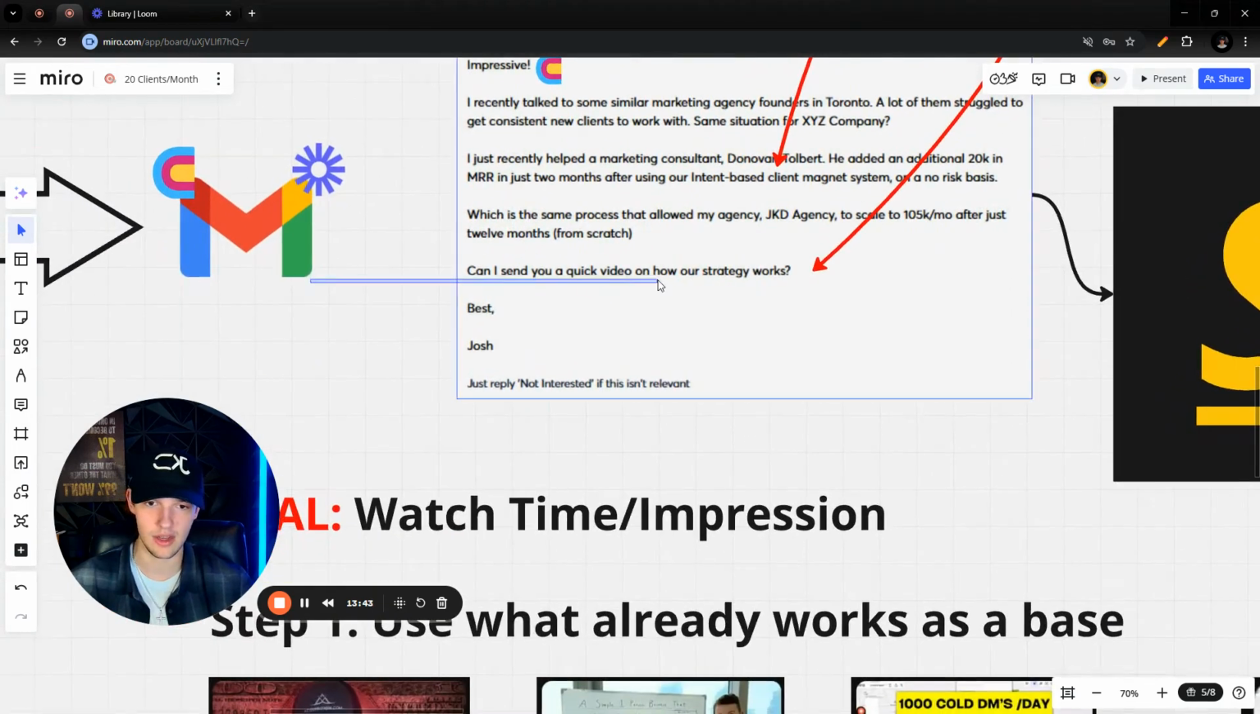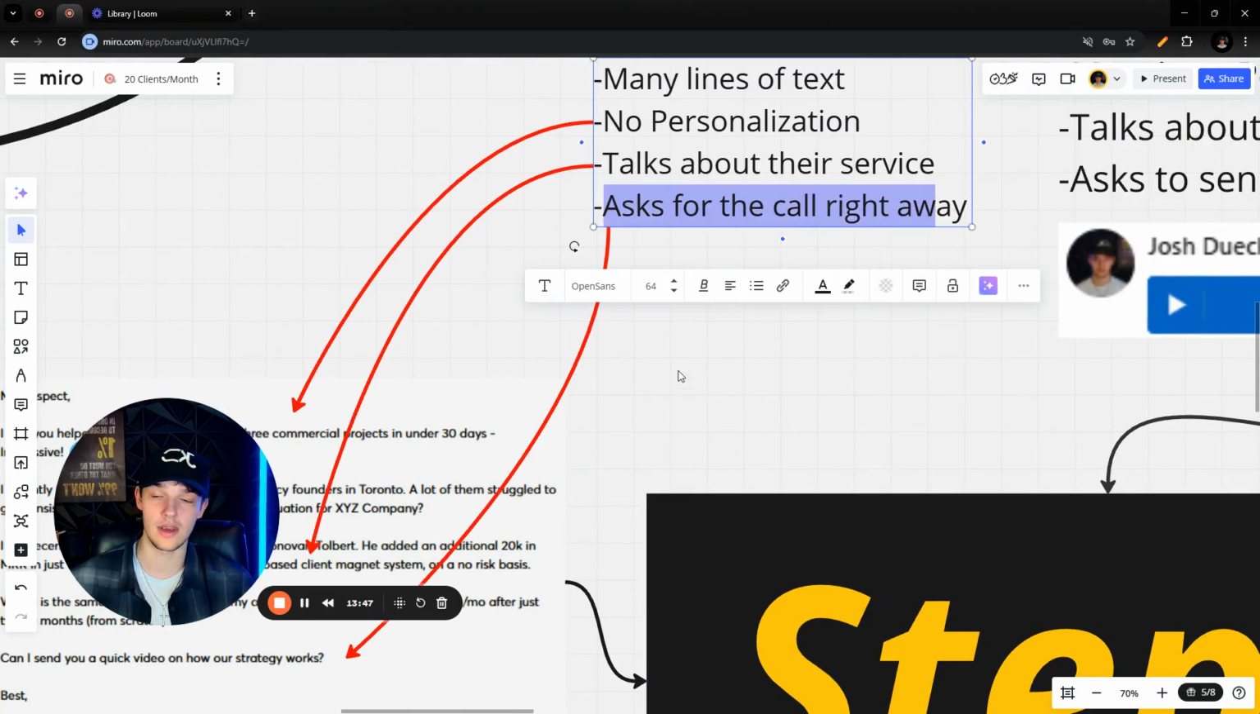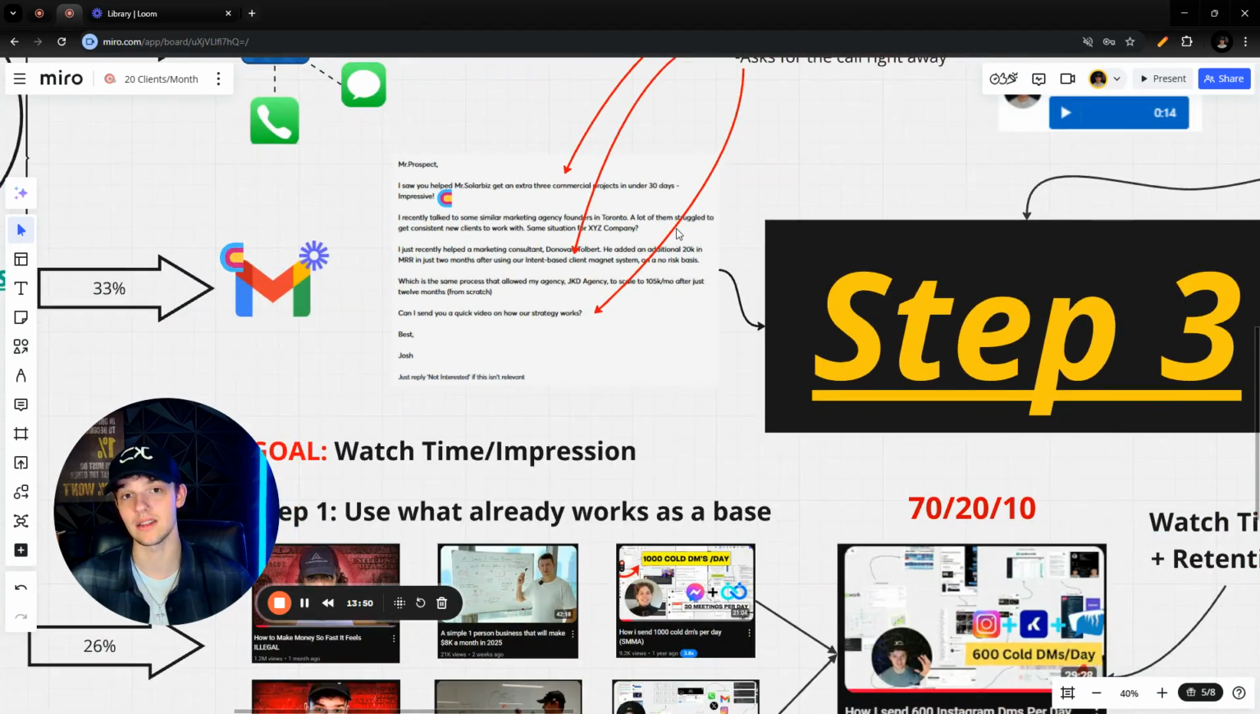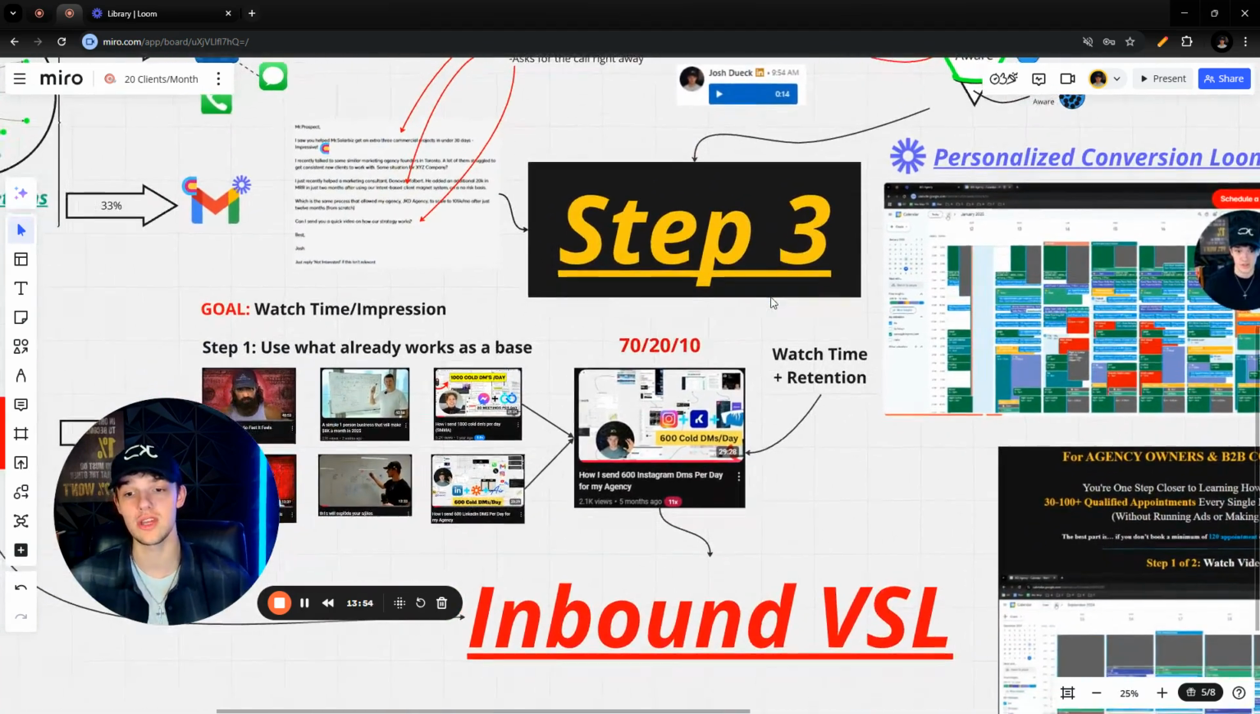And then, can I send you a video on how our strategy works? So again, we're not asking for the call, we're asking to send a video on how our strategy works, because again, we're going to get a larger amount of people to actually buy in here, right? And then we move on to step 3, which is the actual conversion.